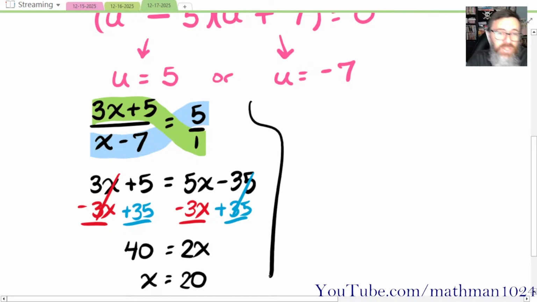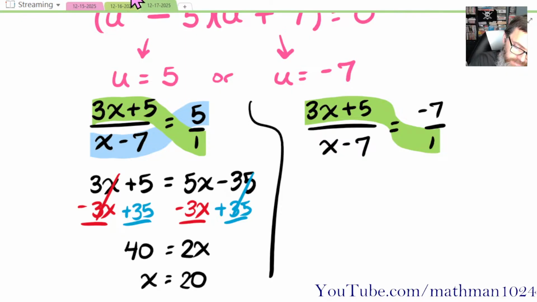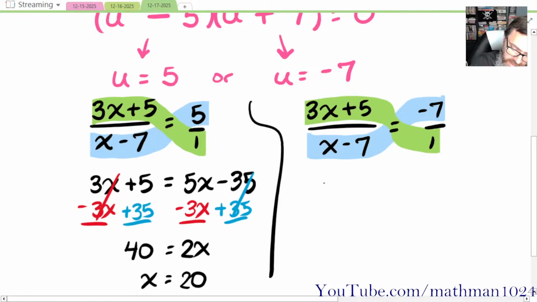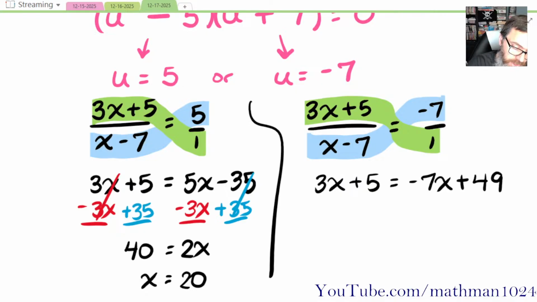And then on the other side, we got u equals negative 7. So that's going to be 3x plus 5 over x minus 7 equals negative 7. And again, let's make that a fraction by putting it over 1. And then we can set these cross products equal to each other. So the green part is going to be 3x plus 5. The part in blue is negative 7x plus 49. Again, another linear equation.